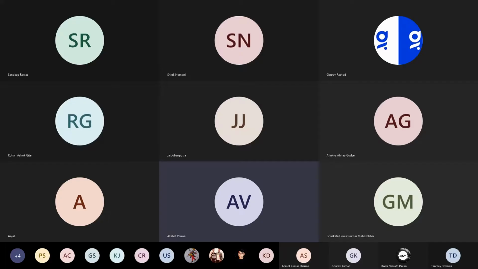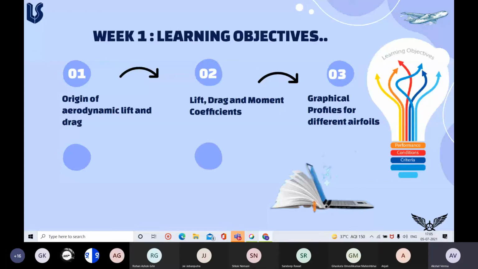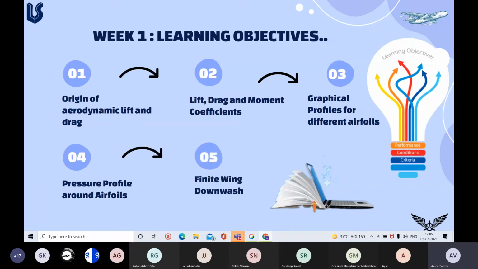After that, we'll see some important graphical profiles for different airfoils, which are quite essential in the airfoil analysis in XFLR5. Then we'll also see the pressure profiles around airfoils. And in the end, we'll see about the finite wing downwash and induced drag as well. Also, at the end of the session, we have an XFLR5 demo lined up for you.